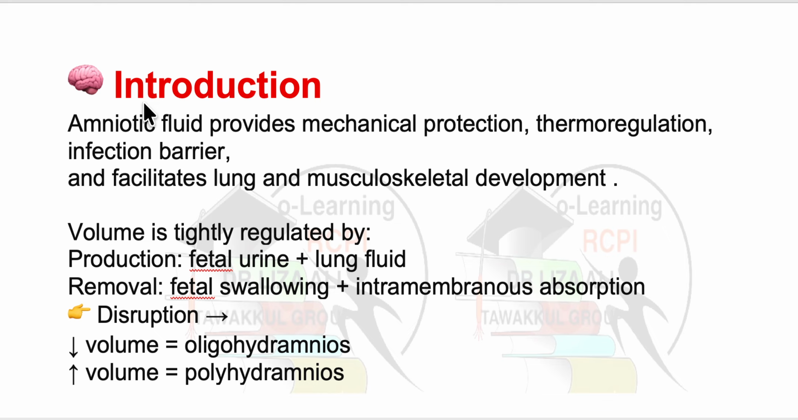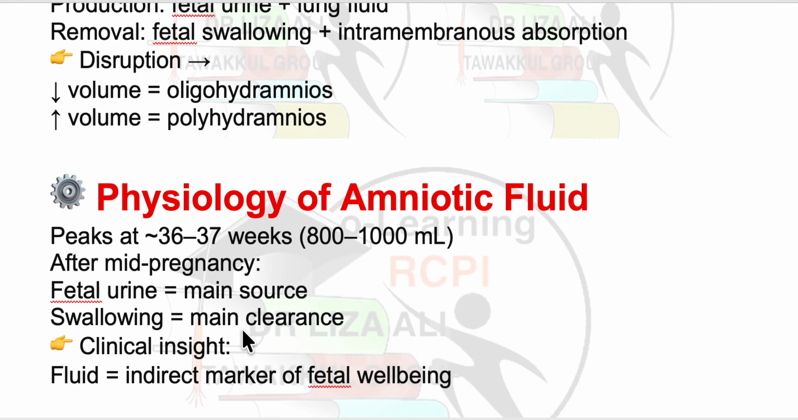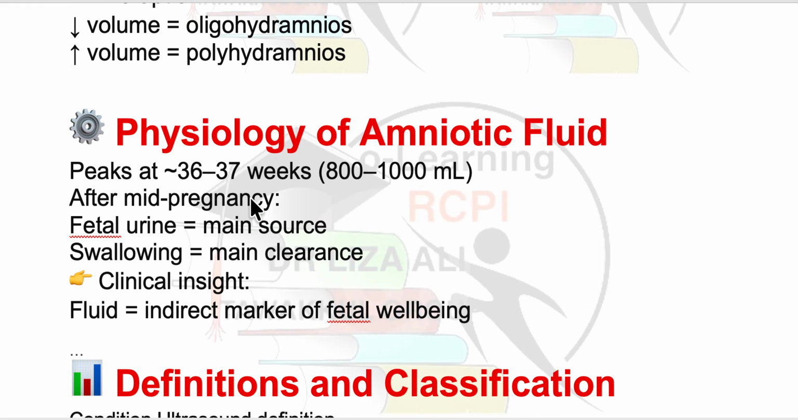So if there is a disruption causing decreased volume, we call it oligohydramnios. If there is increased volume, we call it polyhydramnios. I hope it is understood. Okay, this is a very important question, and a very common MCQ.